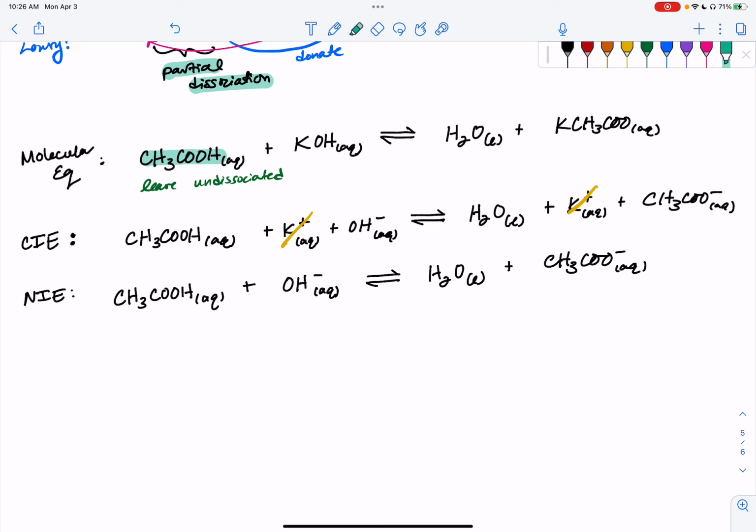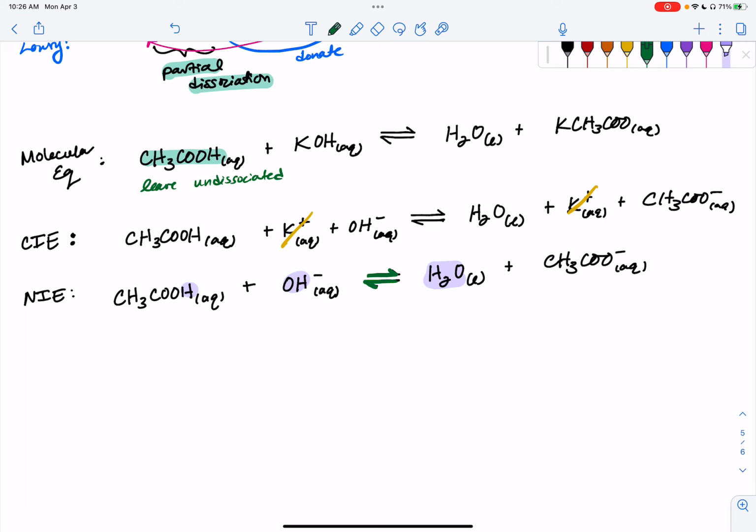But ultimately, if I think about what's going on here, I still had an H with an OH come together to make H2O. We're just implying that we recognize that that H is wrapped up in this imperfect dissociation with its acetate anion because it is a weak acid. So this is how you would do something like complete and net ionic equation writing for a neutralization reaction that involves something that dissociates partially.